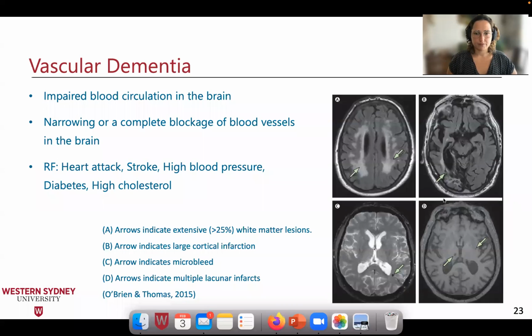In the right-hand side of the screen, we can see four different images, each representing different characteristics that can occur in vascular dementia. In the top left-hand side, we've got arrows indicating an area with extensive, greater than 25%, white matter lesions, which is death in those areas of the brain, or a very severely damaged area of the brain. This can often happen from the lack of blood supply to those areas.